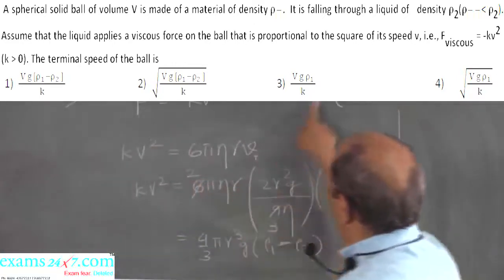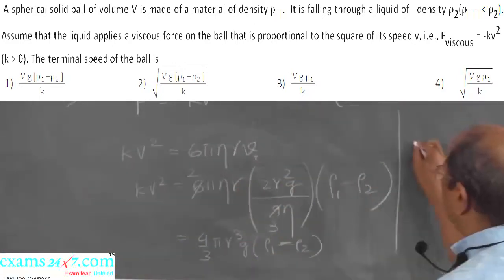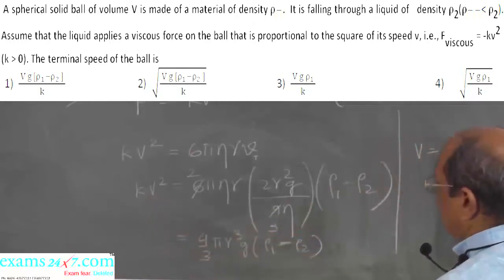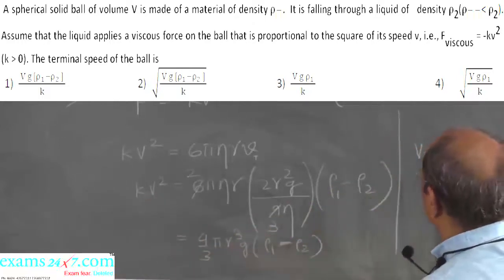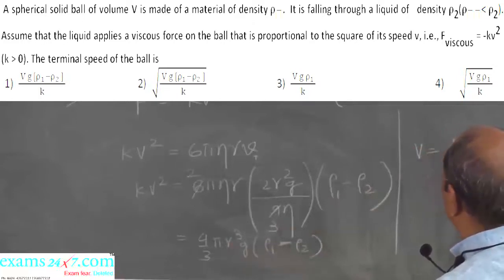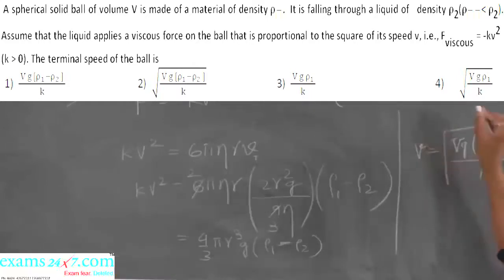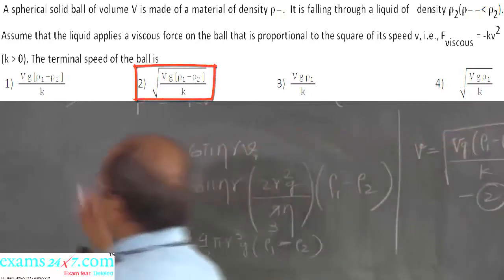This is nothing but volume we take. Therefore V, which is 4/3 πr³, is V into g into (ρ1 minus ρ2) by k into square root. This is volume, this is velocity. Option number 2, level 1. This is again level 3.